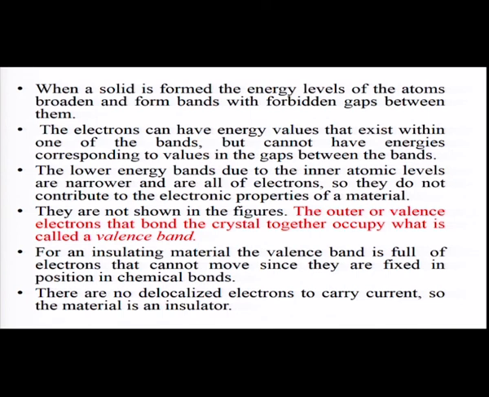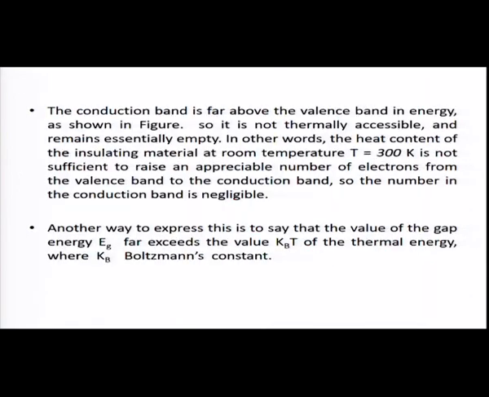The valence electrons, another name for which is outer electrons, bind the crystal together and occupy what is called the valency band. But for an insulating material, the valency band is full of electrons and they cannot move, because they are in fixed positions in the chemical bonds. There are no delocalized electrons to carry a current, so the material is an insulator.